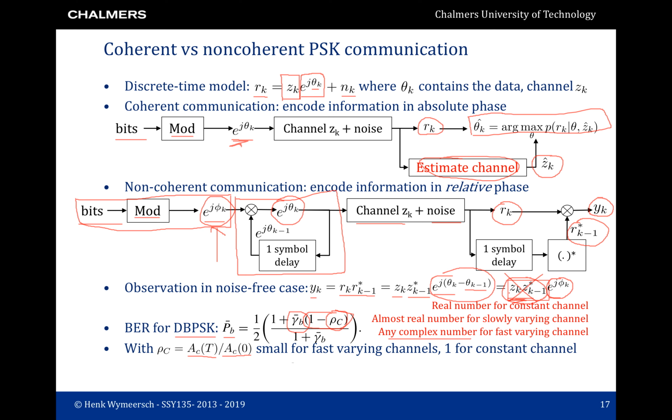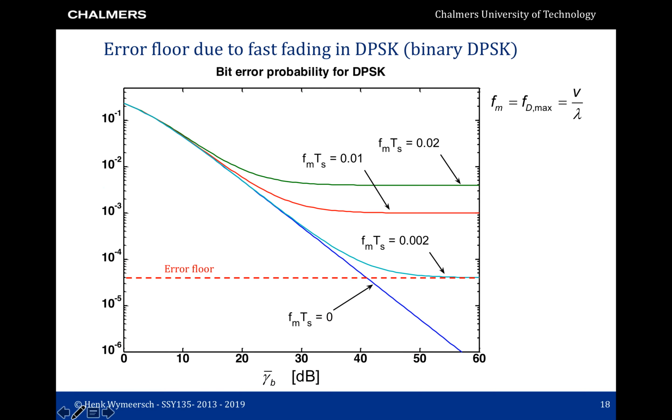Or when the channel is very fast, then the autocorrelation will be close to 0. So then this term completely disappears. This whole ratio will become 1, and the average bit error probability will be 0.5. We recall from a previous lecture that this rho c can be found from a Bessel function in the case of the Jakes model. So let's look at how this looks in a figure.